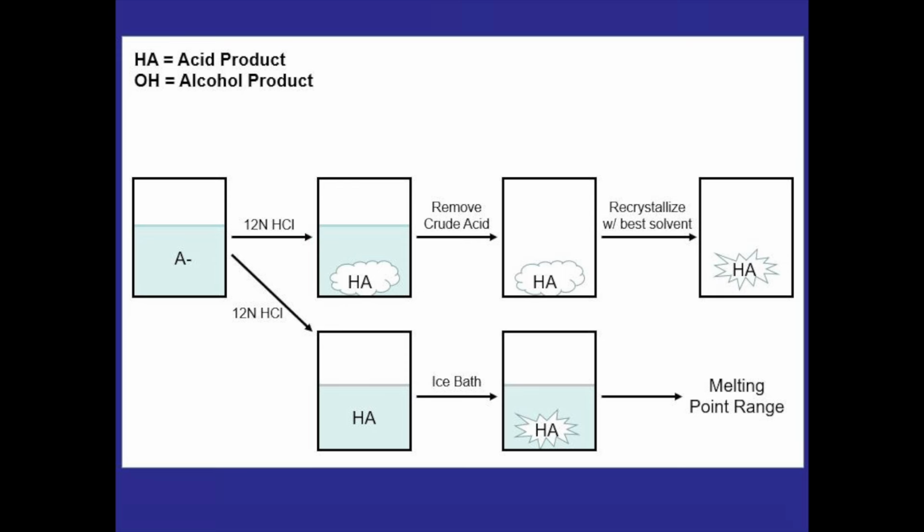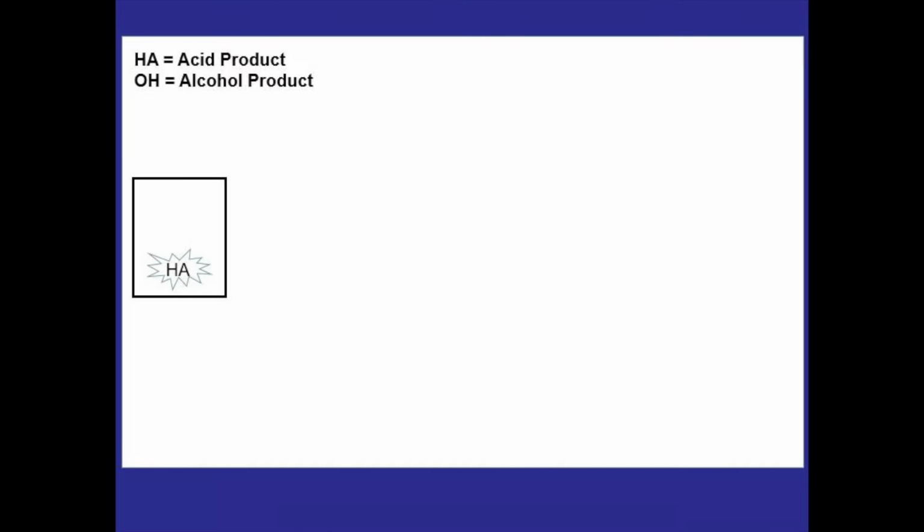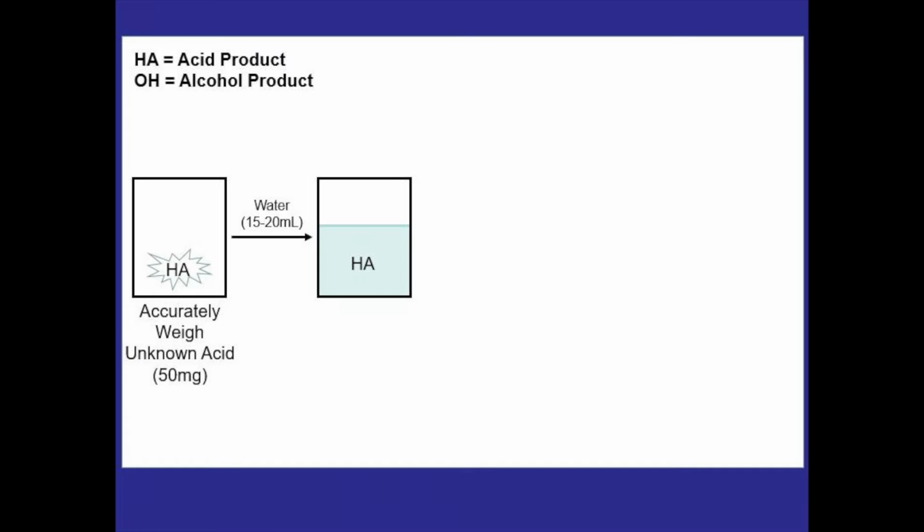After acquiring the melting point, we can take the rest of the unknown acid crystals and use them to perform a titration. To do that, we'll accurately weigh around 50 milligrams of the unknown acid and dissolve that in 15 to 20 milliliters of water. If it doesn't dissolve in that much water, then we could try an ethanol-water solvent system. For that, we would dissolve the acid in a minimum amount of ethanol, heating it to make sure that it fully dissolves, then add enough water to make the solution at least 50% aqueous.